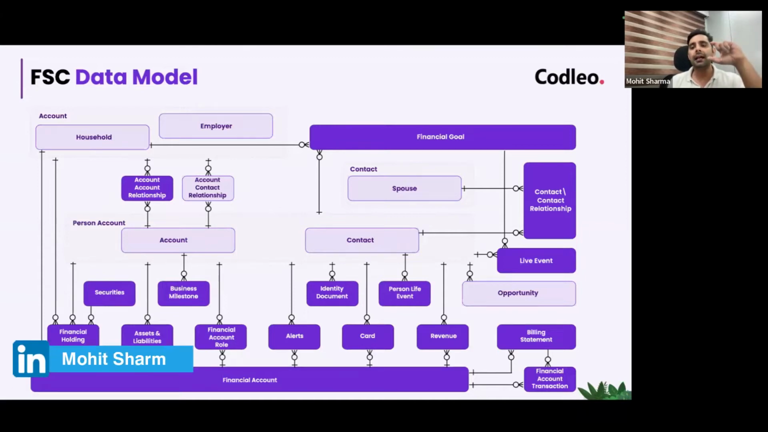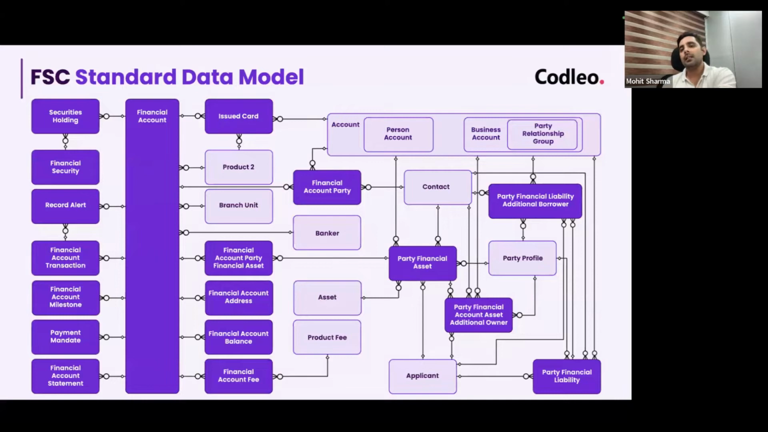it is really important to understand how FSC is different and how it can support your wealth management, how it can support any sort of financial organization. And also, before getting deeper into wealth management, it is important to understand the standard data architecture, which I'll be talking about now.